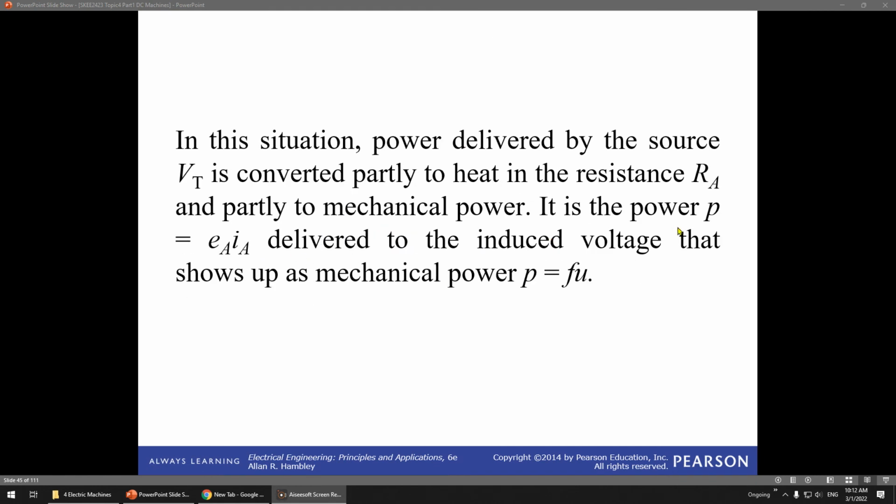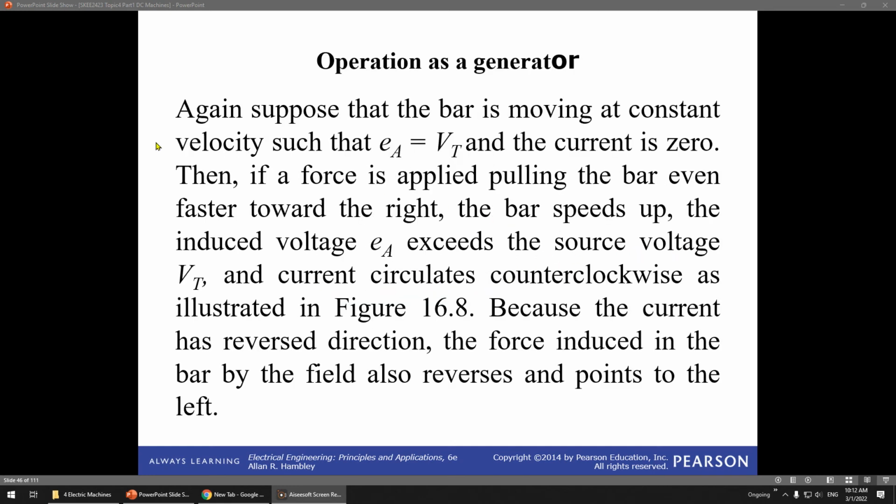So you have a power. Mechanical power will become EAIA. The induced voltage delivered is shown as mechanical power, P equals FU. So basically EA, the induced voltage, will show up as mechanical power.